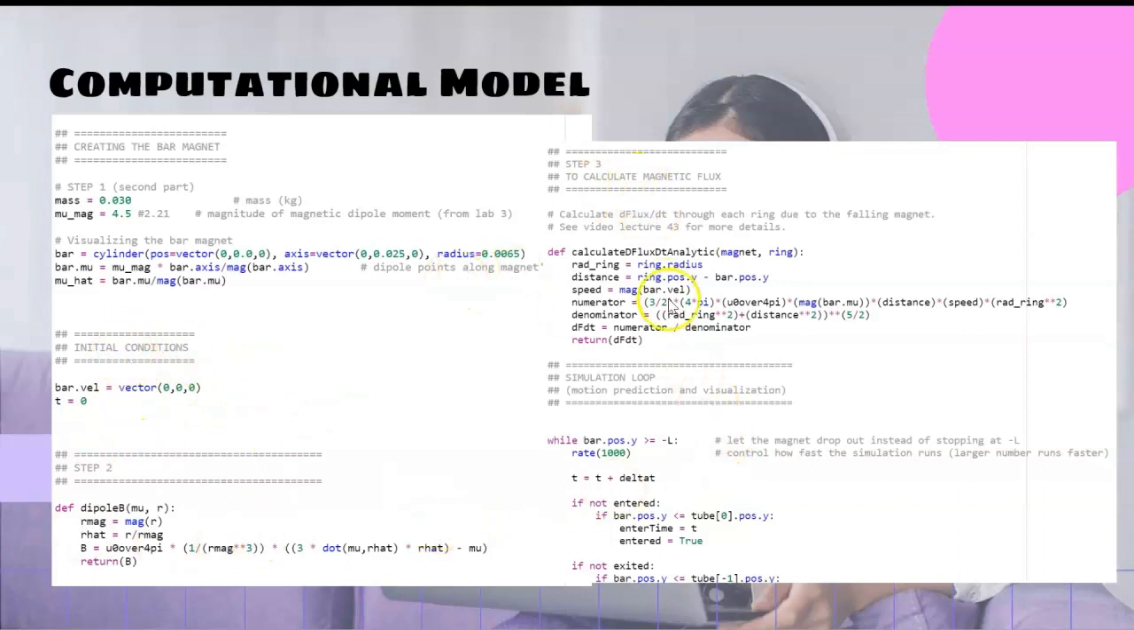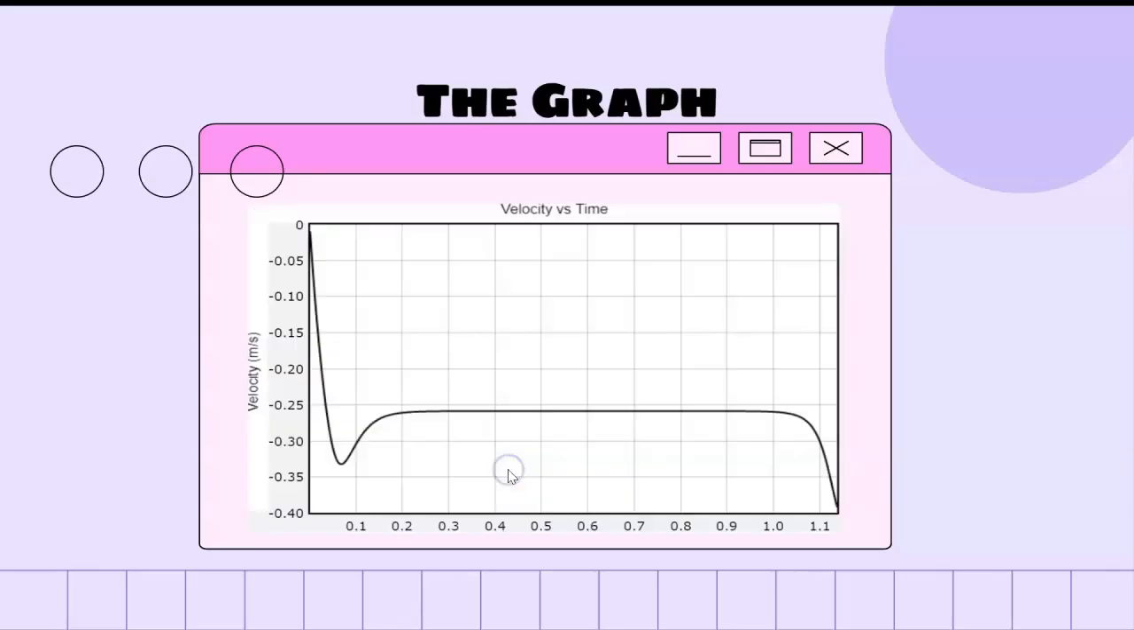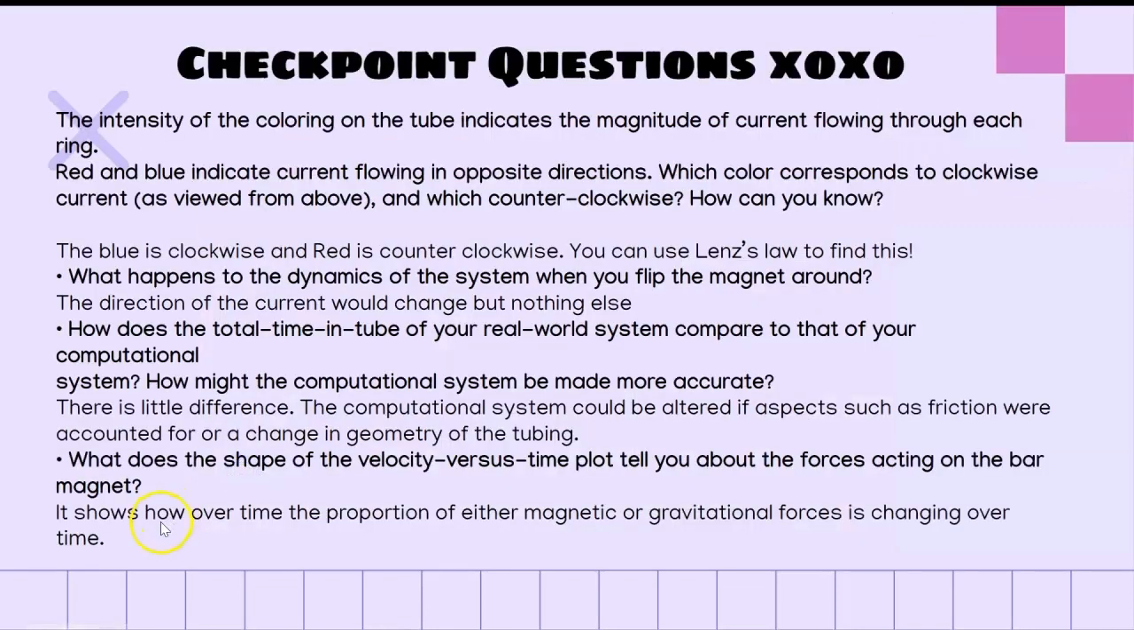And then we also made sure to calculate the magnetic flux using the equation seen before. And then we have our simulation loop just to repeatedly see the magnet falling through the tube, as well as the magnetic current. So we have both of the currents that are flowing in the counterclockwise and clockwise direction. This is just to simulate the current that would be occurring in real life so we could have a visual. And here's our velocity versus time graph. As you can see, it goes down and it plateaus.